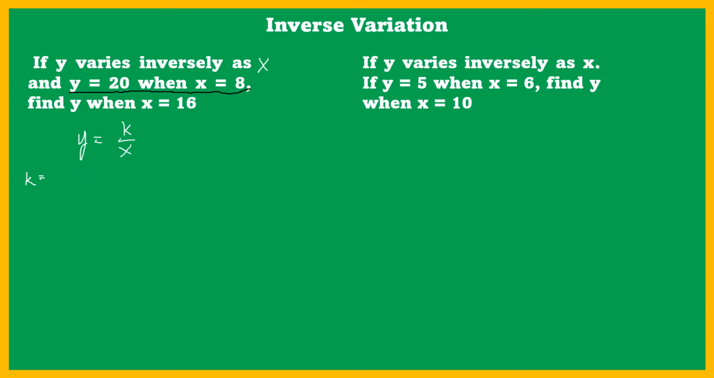So, in this case, k is equal to x times y. So, by substitution, ang x natin is 8 and ang y natin is 20. So, that means our constant of variation is 160.